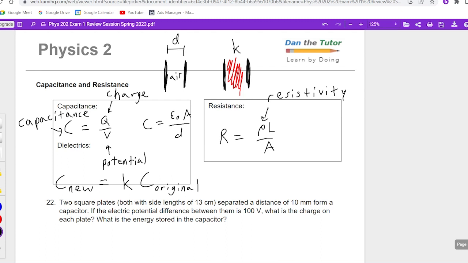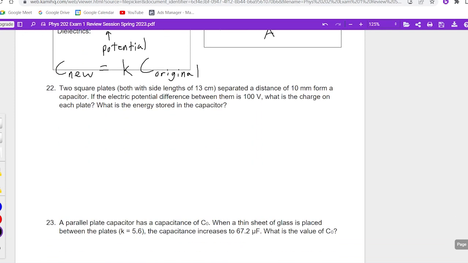L is the length, and A is, again, your area. So that's really it for resistance and capacitance. Now let's look at some problems.